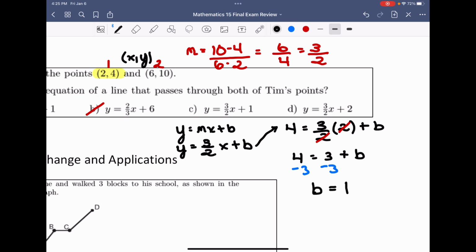So my equation, when put all together, is y = 3/2x + 1. That's the equation I'm looking for. Therefore, my answer is C.